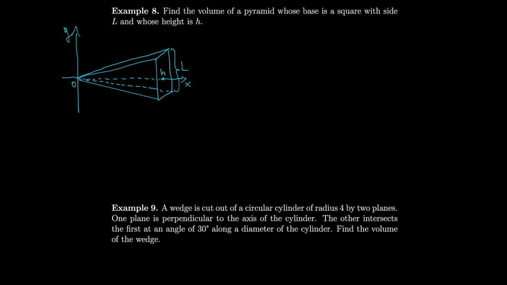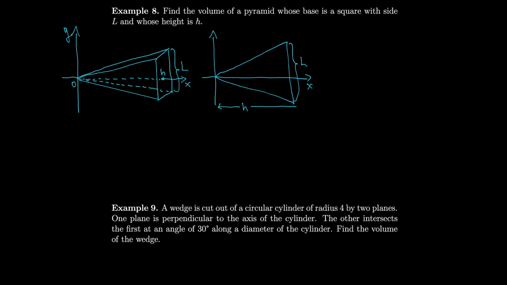And let's take a look at a slice of this in the plane. So if I want to look at this nice and flat to get a better idea of what's going on, then it's just this nice big triangle. Okay, that's supposed to be symmetrical, so just imagine this is still L, and from here to here is the height h.